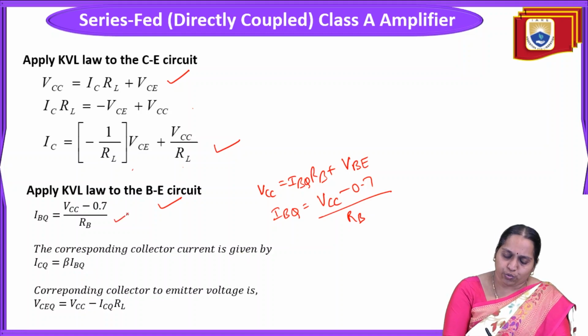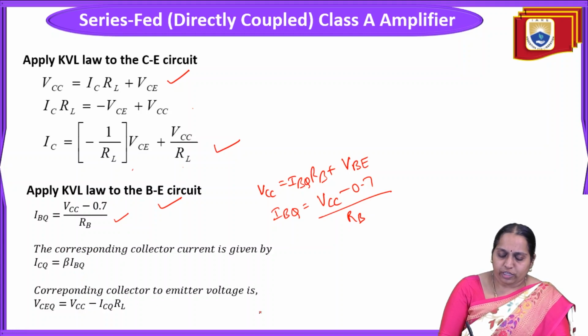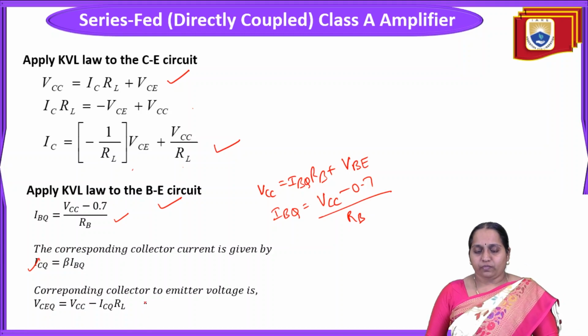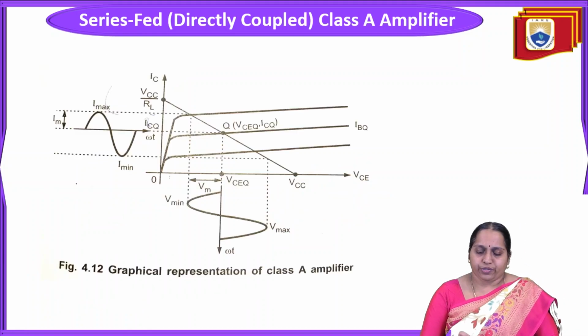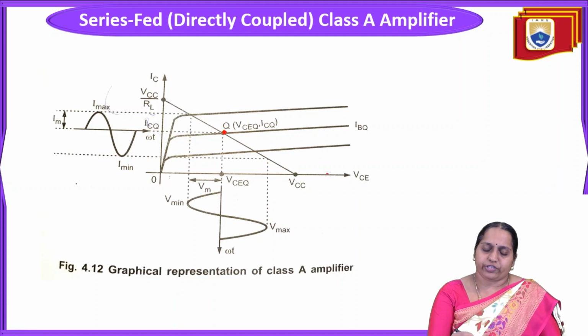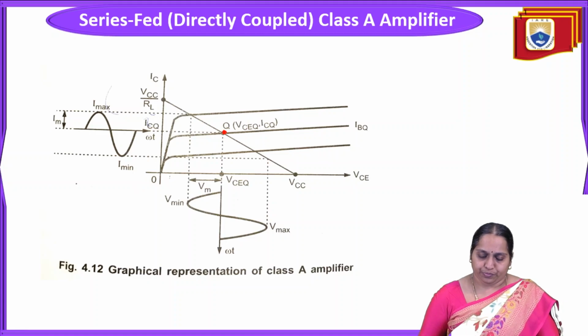Now once you get IBQ, what is ICQ? ICQ is nothing but beta into IBQ. The corresponding collector to emitter voltage is VCEQ. Once you get ICQ, VCEQ is nothing but VCC minus ICQ into RL, because VCC equals IC into RL plus VCE. So at the operating point, the collector emitter voltage and collector current you have are VCEQ comma ICQ.